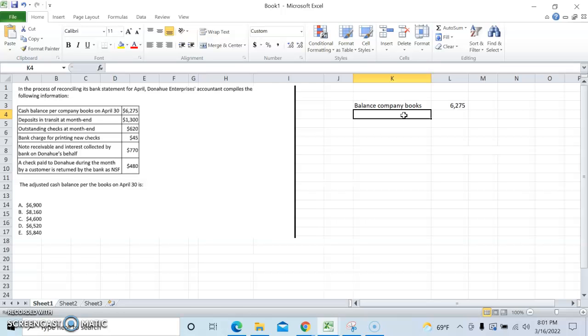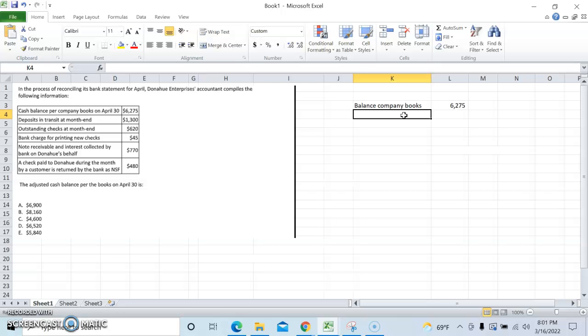Deposits in transit at month end. Deposits in transit are deposits that you received already, but they haven't cleared the bank yet. So, for example, let's say you get a deposit on February 28th and you deposit it in the bank late at night. It's not going to hit the bank until March 1st. So it's going to be a deposit in transit for February. Now we just have to figure out where it goes. 1300.